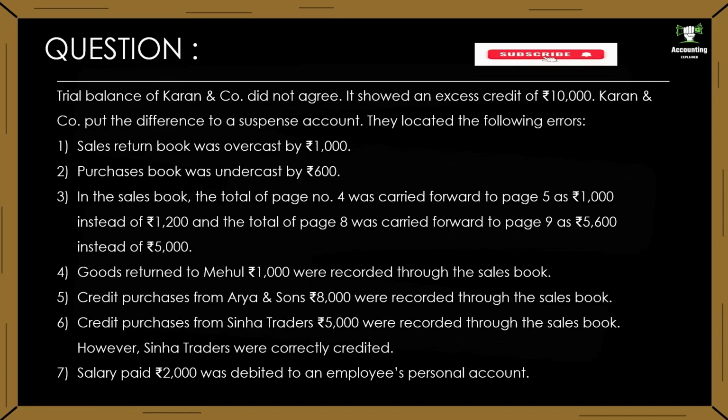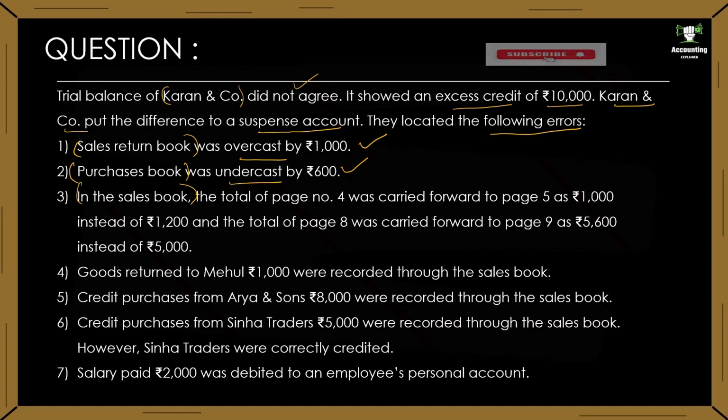The question is as follows. Trial balance of Karan and company did not agree. It showed an excess credit of rupees 10,000. Karan and company put the difference to a suspense account. They located the following errors. Sales return book was overcast by rupees 1000. Purchases book was undercast by rupees 600.